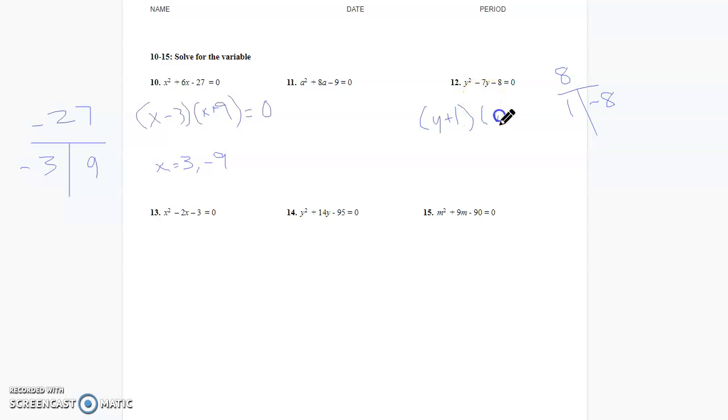times y minus 8 equals 0. Well, y plus 1, y is negative 1. Y minus 8, well, y is 8. Okay, so that's how you do all this.